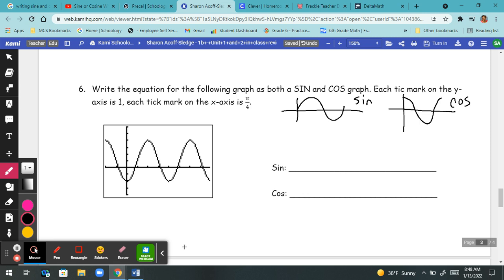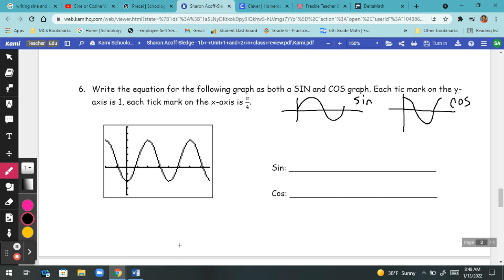So you could write this graph with either one of them and with both. And the general format is, well, let me write it down here. For sine, it's going to be y equals a, that's the amplitude, sine of b times x minus h, plus k. So that's my horizontal shift, my vertical shift. And the same thing for cosine.